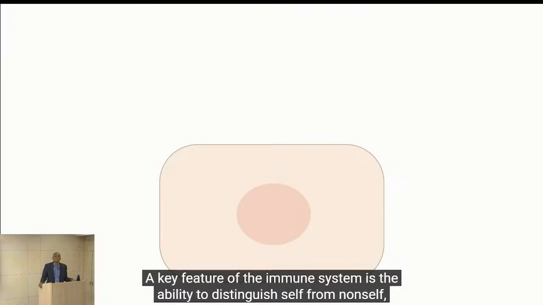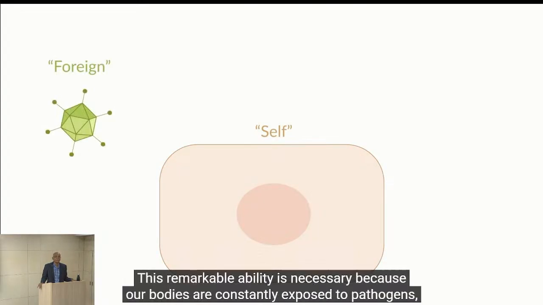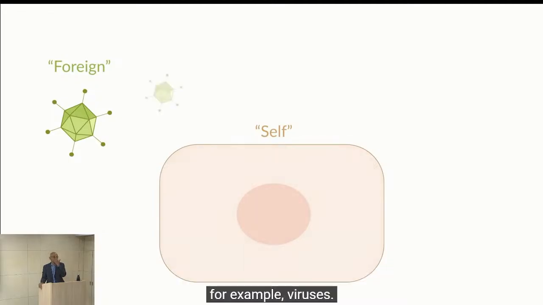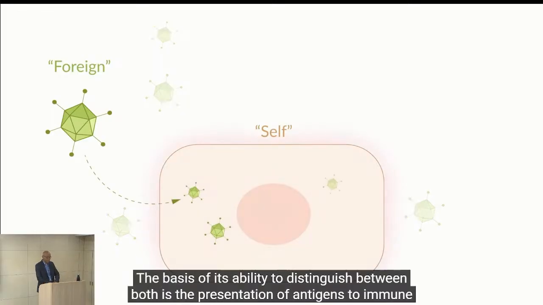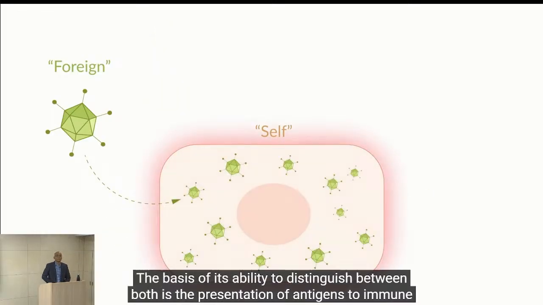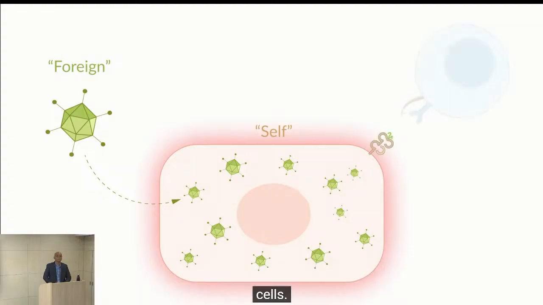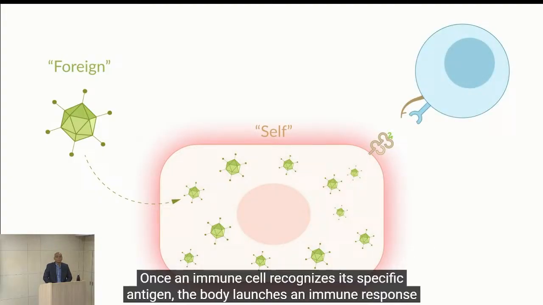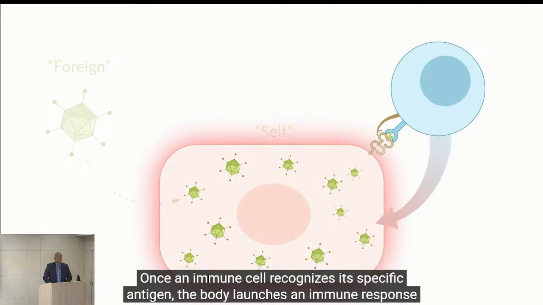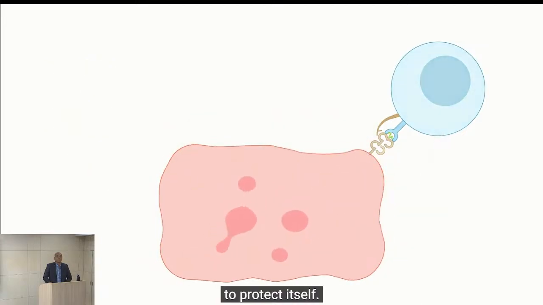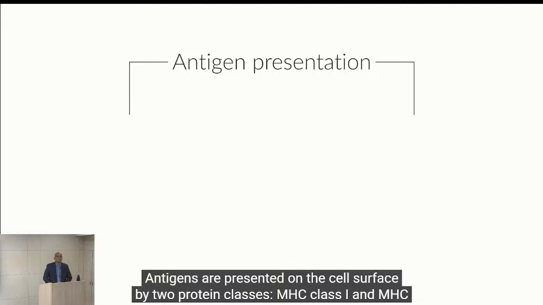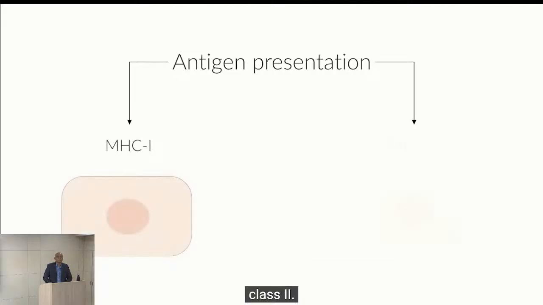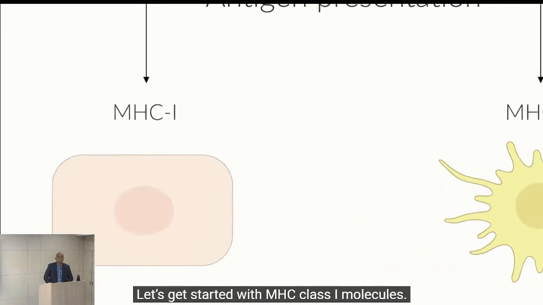A key feature of the immune system is the ability to distinguish self from non-self or foreign. This remarkable ability is necessary because our bodies are constantly exposed to pathogens, for example, viruses. The basis of its ability to distinguish between both is the presentation of antigens to immune cells. Once an immune cell recognizes its specific antigen, the body launches an immune response to protect itself. Antigens are presented on the cell surface by two protein classes, MHC class 1 and MHC class 2. Let's get started with MHC class 1 molecules.